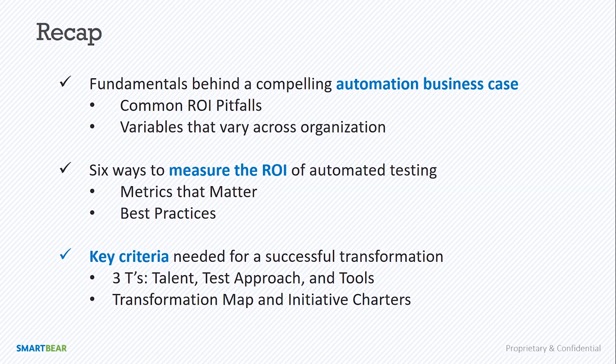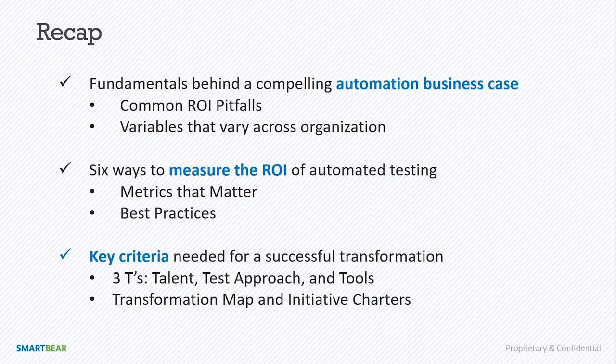Last but not least is the CREE criteria. We talked about 3 T's, looking at talent, test approach, and tools, and creating initiatives around those so you could really improve those various areas, and then create an automation or transformation roadmap and initiative charters to really help you and advocate for that change to occur within your organization. Absolutely. I mean, that's kind of what we just covered in a nutshell. I guess we probably could have just shown this slide at the beginning and then let everyone go very early.